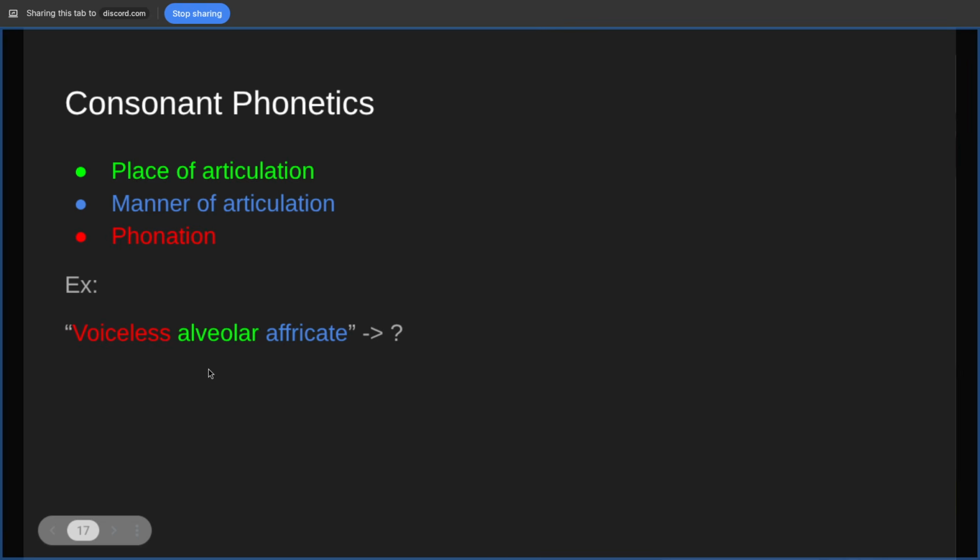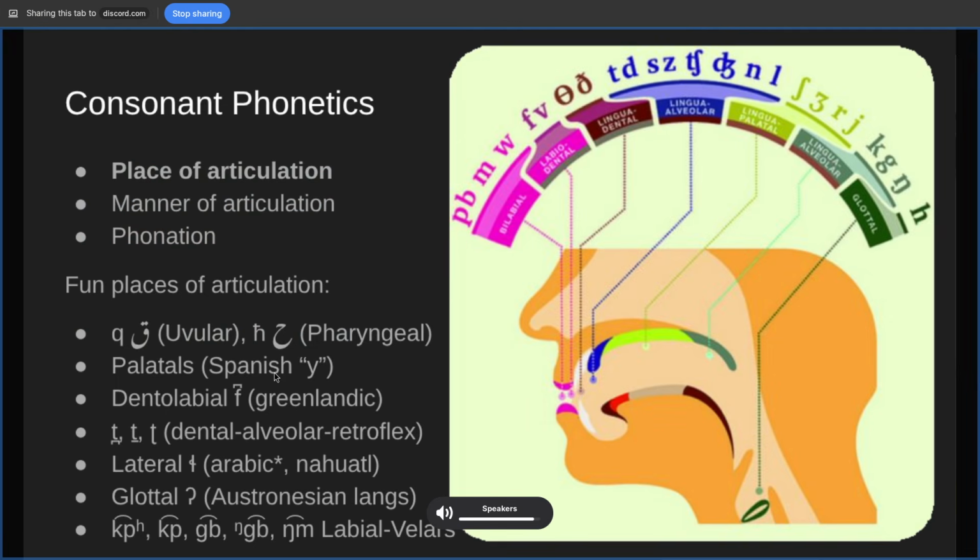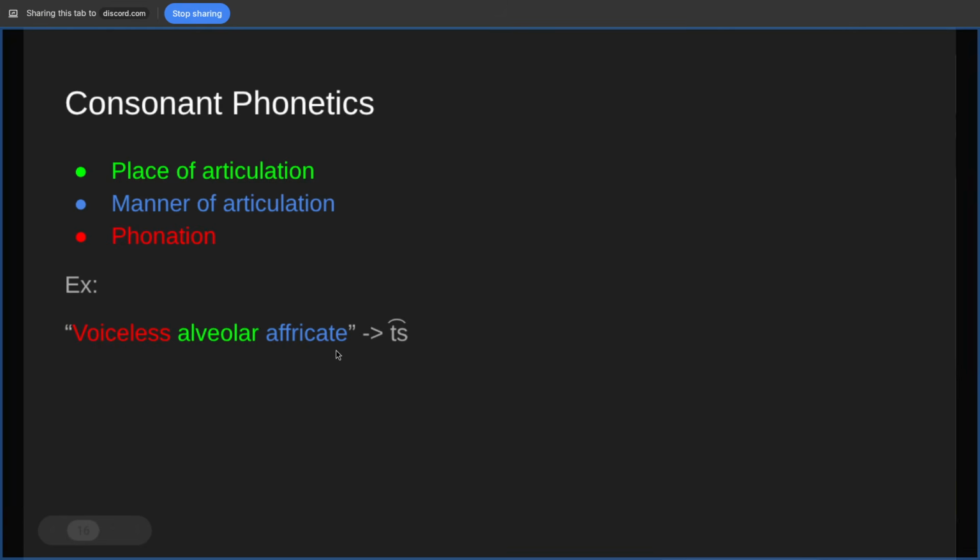Cha. I think that's right. Oh wait, no. No, you're right. I think I got it wrong. I think ta. Are you right? Wait, cha. No, I think it is ta. Yeah, I think it is ta. Cha would probably be either palatal or postalveolar. Yeah, postalveolar.